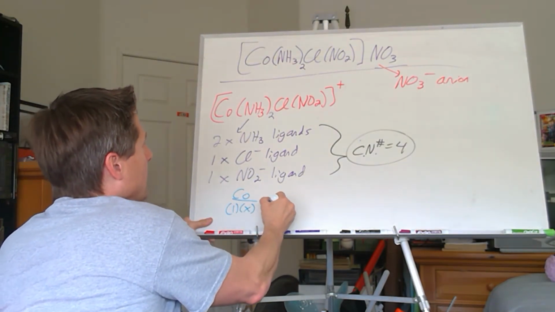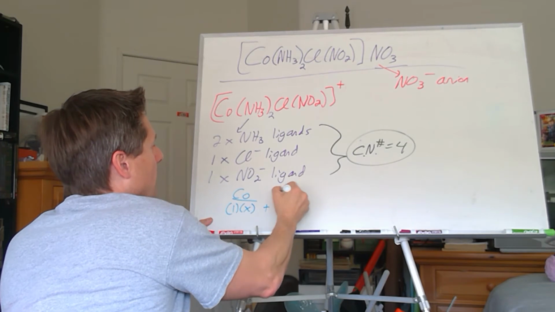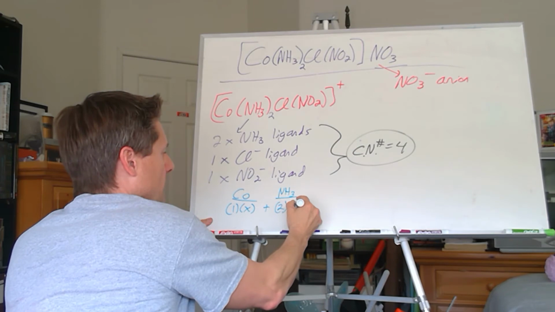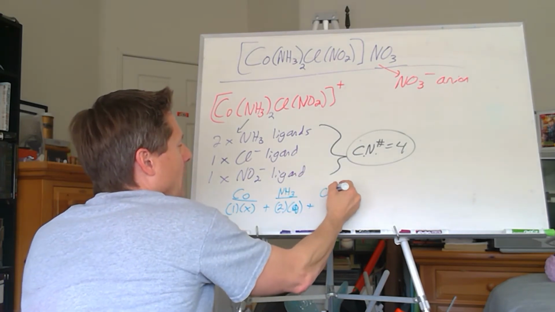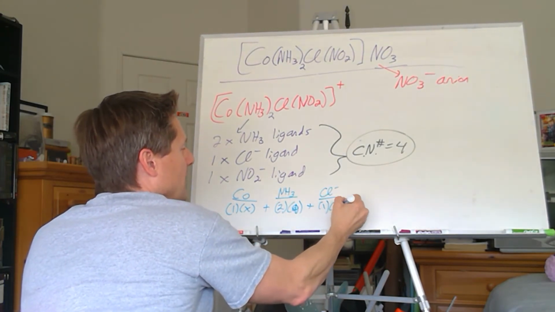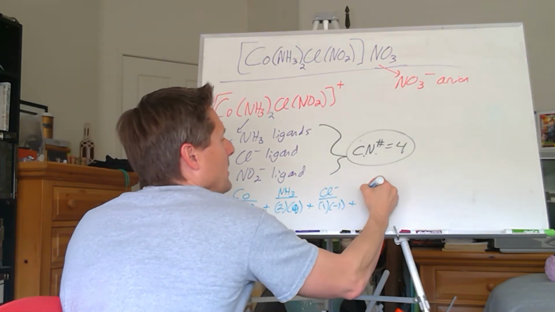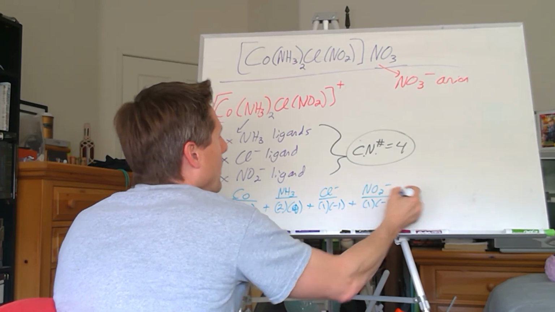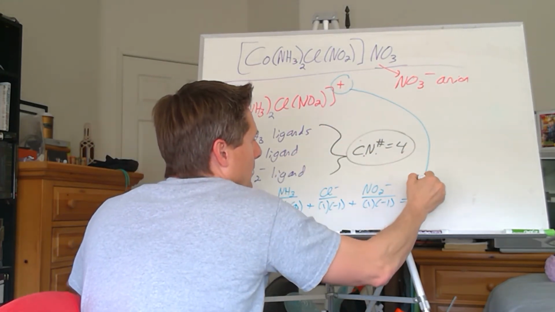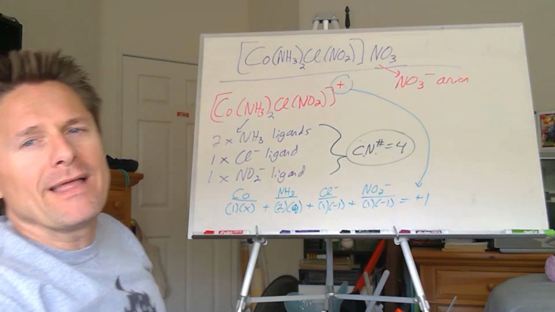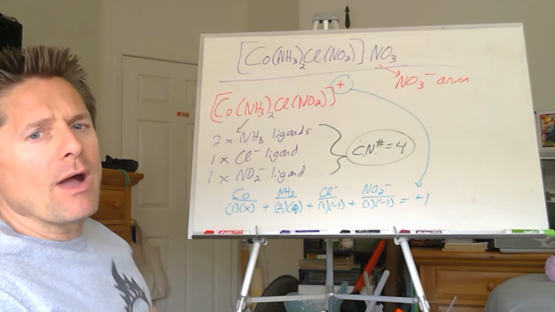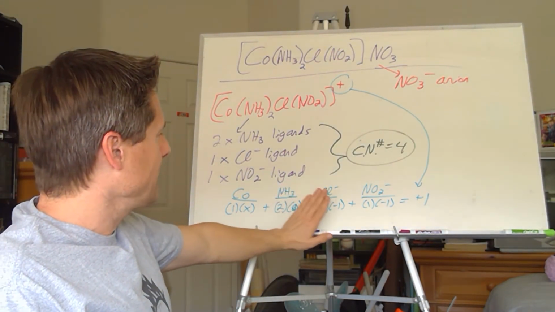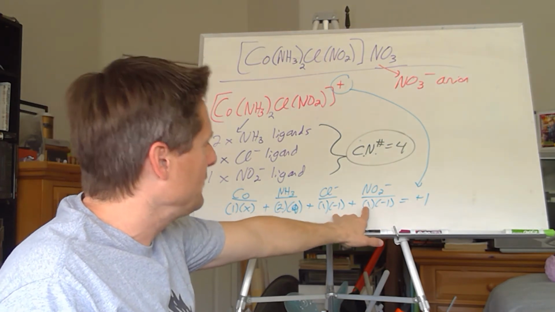Let's call that X. Here's the ammonia. I've got 2 of those. But those are just 0, right? Those are neutral. I've got a chloride, 1 of those at -1. I've got 1 nitrite at -1. What must the total of the charge be? Equals +1. That's how you break it down algebraically. And again, review oxidation numbers if you don't remember. So that doesn't do anything. Right? That's a -1, -1. That's a total of -2.